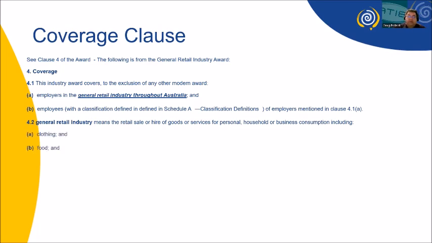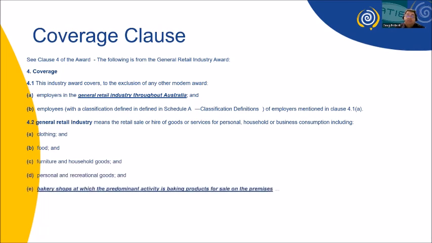So in clothing, food and furniture, household goods and personal recreation, and bakery shops at which the predominant activity is baking products for sale on the premises. And that's because you've got the retail sale of food at B. Okay, so they've added in this bakery shops where the predominant activity is baking products for sale on the premises. And that's the defining factor.